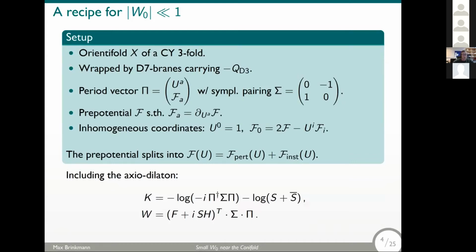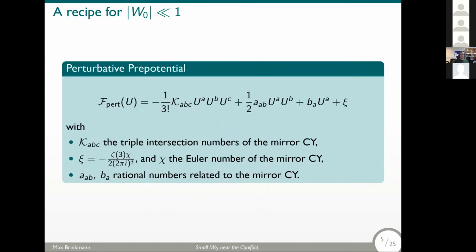Then we have seen that the prepotential does split into a perturbative and an instanton contribution. And if we include the axiodilaton into our story, we can write the scalar potential and the superpotential as shown here. The first part here is the perturbative prepotential. In this formulation, it is just a cubic polynomial in the moduli, and all of the parameters here are given by the structure of the mirror Calabi-Yau.